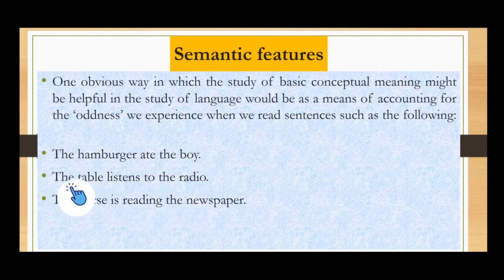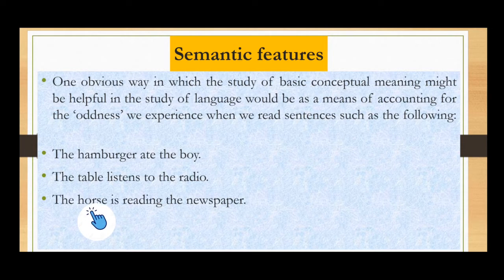So this sentence is grammatically correct, syntactically correct, word order is correct, but the sentence is semantically incorrect because it is odd. Now, the horse is reading the newspaper. Again, the sentence is grammatically correct, syntactically correct, but semantically it is incorrect because we know that a horse can't read a newspaper. How do we know?